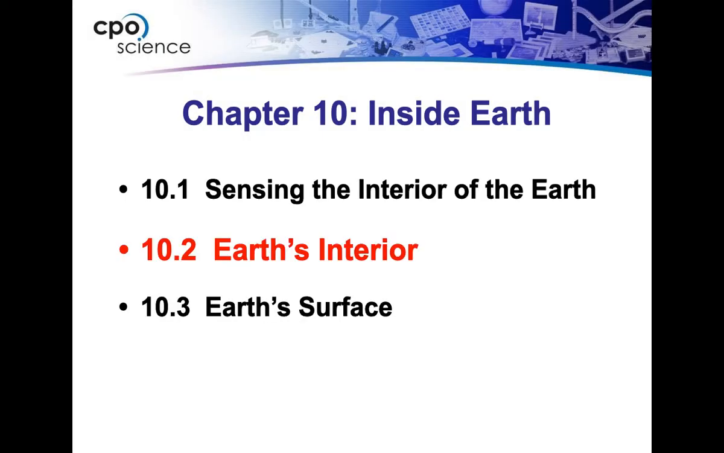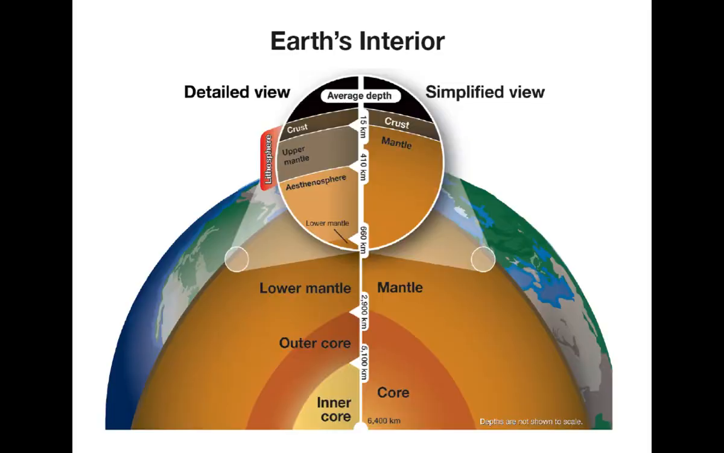10.2 Earth's interior. So in section 1, we talked all about how we use seismic waves to understand what's going on in Earth's interior, what it's like. And now in section 2, we're going to be talking about what Earth's interior is like. This picture is a great picture showing us what we believe the interior of the Earth to look like.